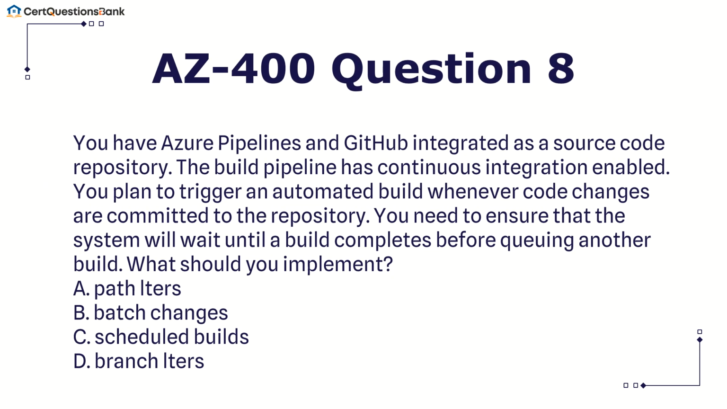You have Azure Pipelines and GitHub integrated as a source code repository. The build pipeline has continuous integration enabled. You plan to trigger an automated build whenever code changes are committed to the repository. You need to ensure that the system will wait until a build completes before queuing another build. What should you implement? A. Path filters. B. Batch changes. C. Scheduled builds. D. Branch filters.